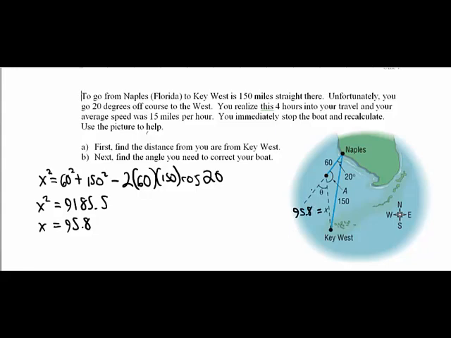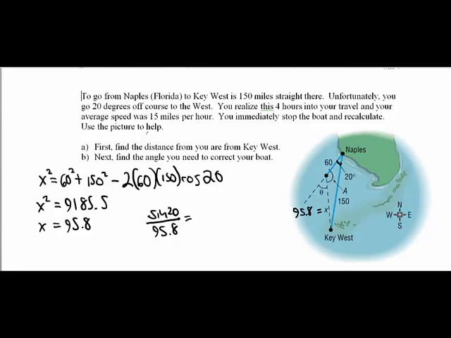So the next question is, find the angle you need to correct your boat. Now, one of the key ways that most students would try to solve this is with the law of sines, because we now know our sine of 20 degrees is across from its side of 95.8 miles. Now what I'd really like to find is this angle A right here. So I'm going to try to find this angle theta right here.